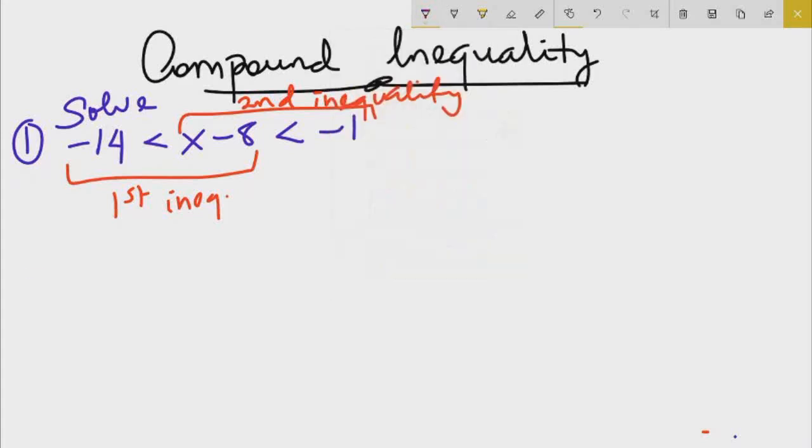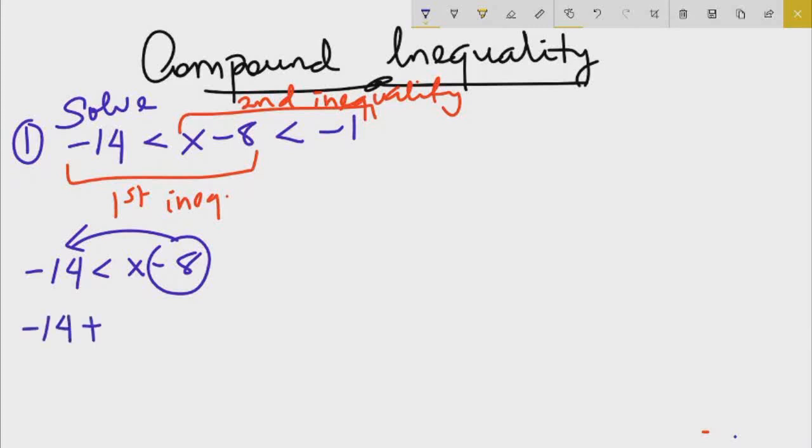The first inequality is -14 less than x minus 8. We just solve this like solving a normal linear inequality. We want to move this 8 to this side, so it's going to become positive on this side. So it's going to become -14 plus 8 less than x. -14 plus 8 will become -6 less than x. That's one of the solutions, okay?